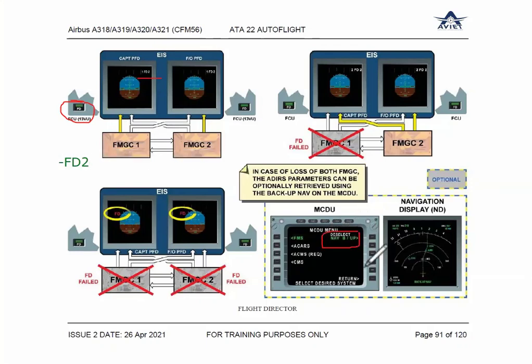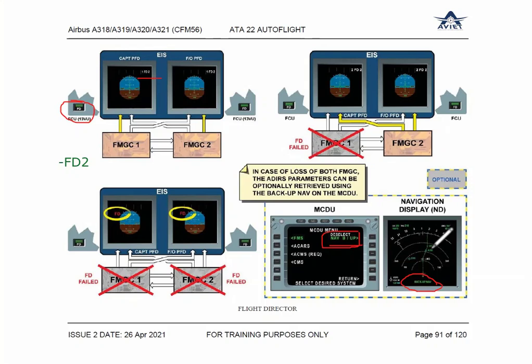Navigation backup. So navigation backup is a special function which is available in MCDU only. And it is only selectable when both FMGC fail. You cannot select it when any one of the FMGC is working. You can only select it when both FMGC fail. And then you will see on the ND, you will fly the aircraft on backup navigation.